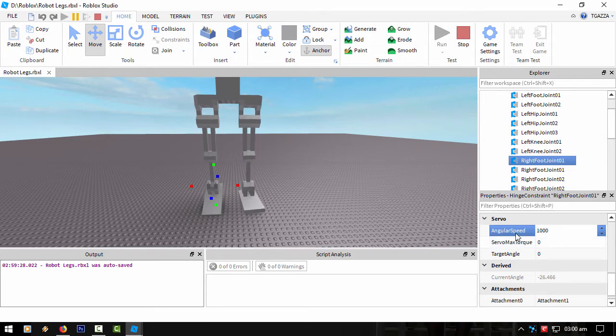So the angular speed is how fast you want to move the thing. The torque is also the same thing as the normal motor. It's how hard you want to move it. Let's say 500. And the target angle is the angle that you want to get to. Let's say 20.